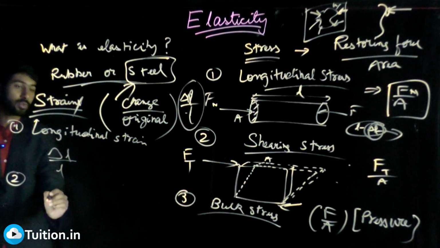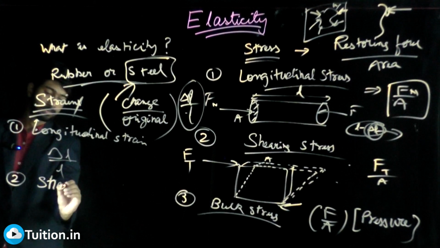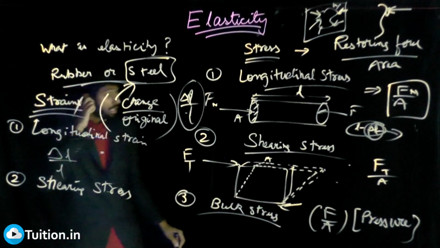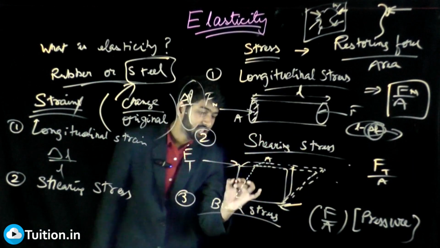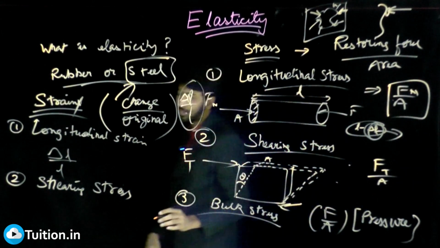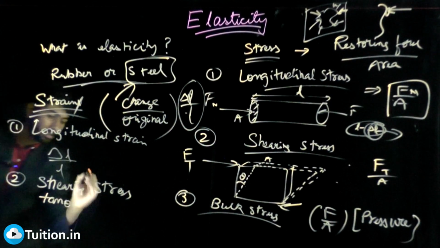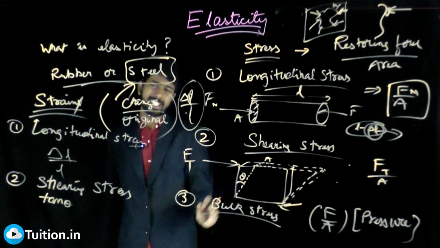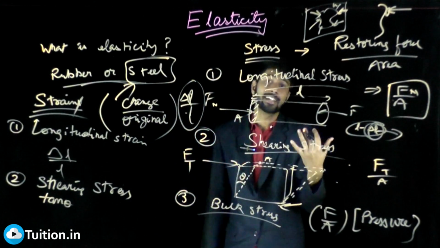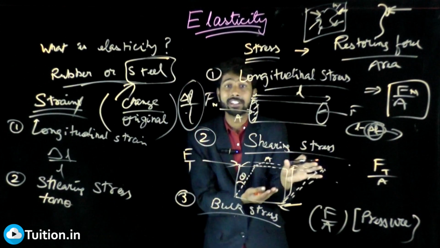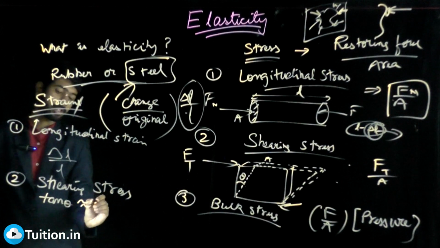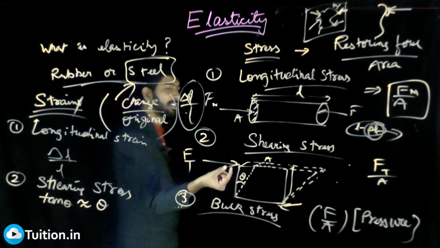The second is what is known as shearing strain. Remember, shearing strain is very simple again. It is just this angle that you see here, tan theta of this. Usually it will be very small, because materials are highly elastic, not readily elastic. It's very difficult to change the shape. So usually theta will be very small, so I can approximate tan theta to theta. This theta itself is the shearing strain.